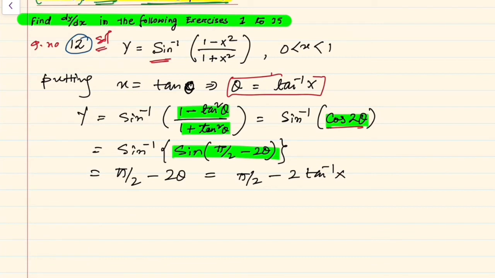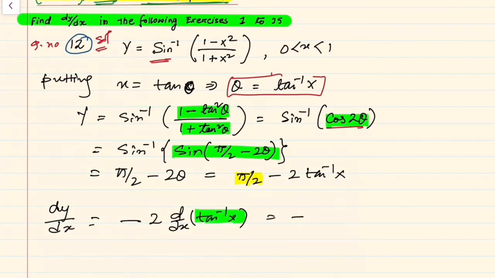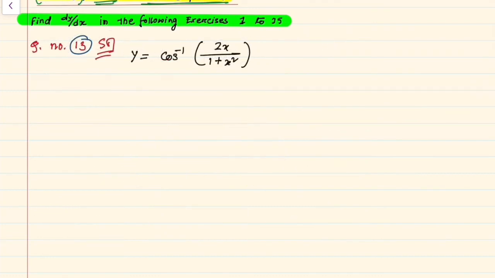Now differentiate, so dy by dx. As you can see, pi by 2 is constant, so its derivative is going to be 0. So minus 2 times the derivative of tan inverse x, and we know the derivative of tan inverse x is 1 by 1 plus x square. So that is minus 2 by 1 plus x square. So that is our result. So that's how we can solve question number 12. Now let me show you how to solve question number 13.